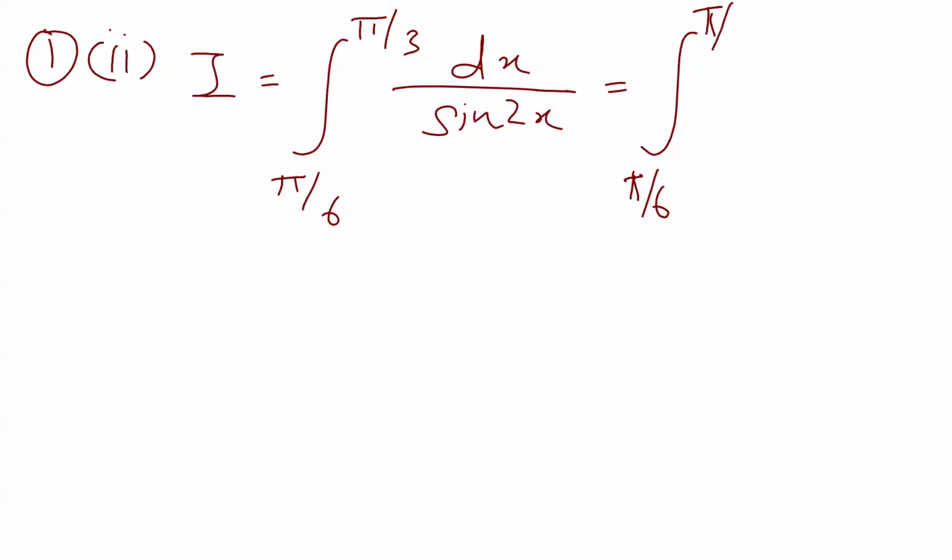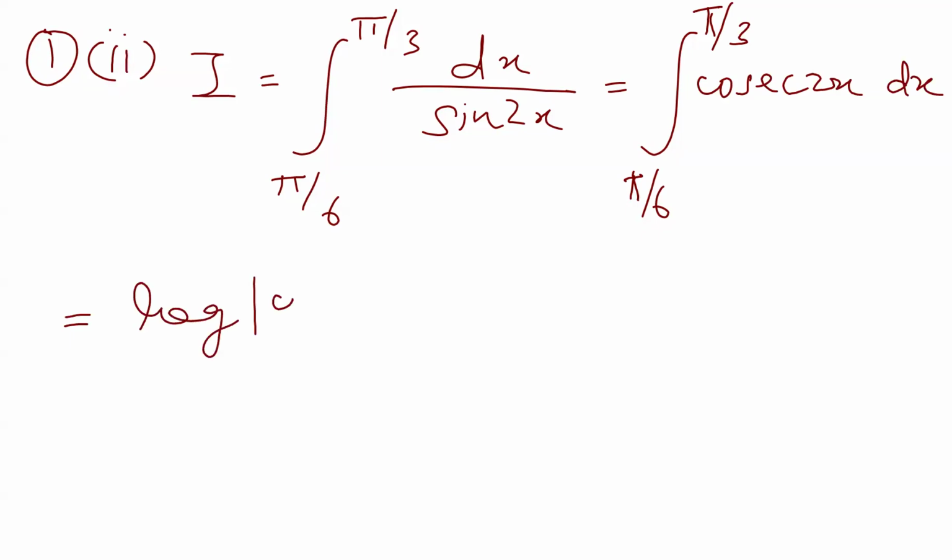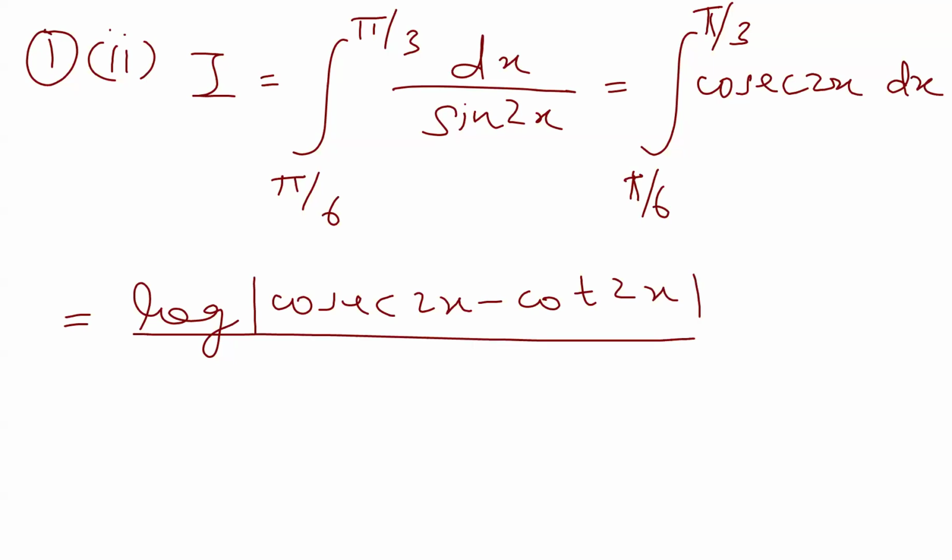we are going to take sine 2x in the numerator. Sine 2x going in the numerator becomes cosec 2x dx. Now integration of cosec x is log mod cosec x minus cot x. So this is going to be log mod cosec 2x minus cot 2x upon d by dx of 2x. Upon d by dx of 2x is due to the chain rule.